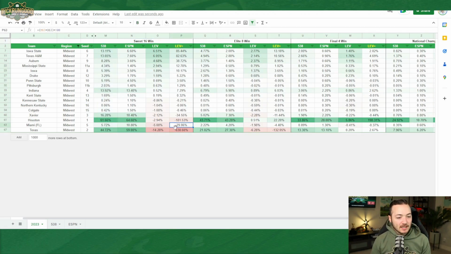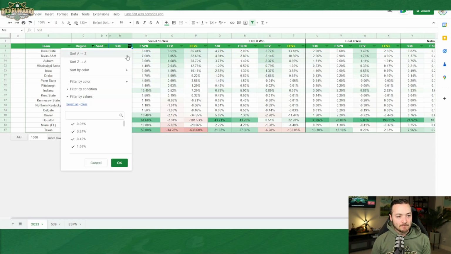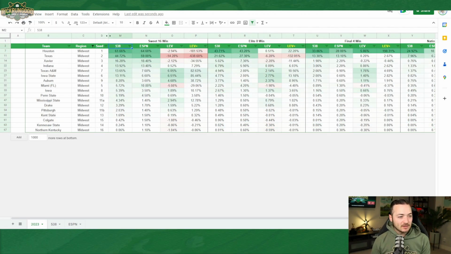Isn't that amazing? So basically what is happening here is everyone is selecting Texas to get to the Elite Eight or the Final Four. Now, they are not picking them after that, but we can't really take them that far because we lose all that leverage. So we actually probably need to take like Iowa State or Texas A&M here, I think.